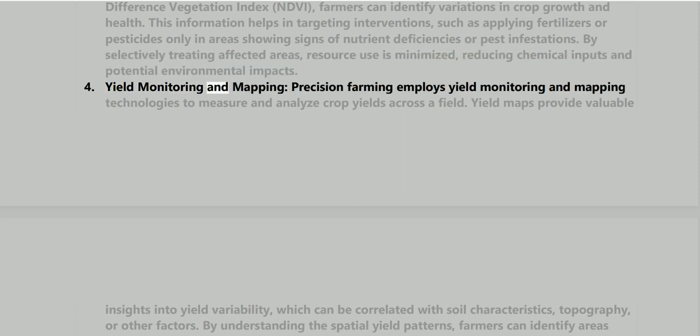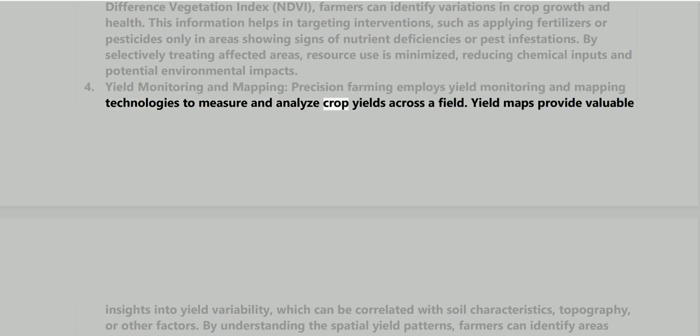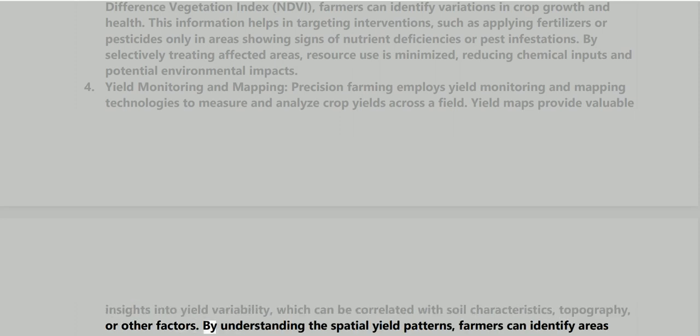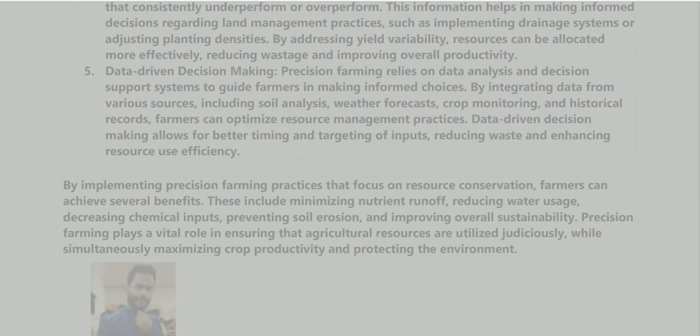For yield monitoring and mapping, precision farming employs yield monitoring and mapping technologies to measure and analyze crop yields across a field. Yield maps provide valuable insights into yield variability, which can be correlated with soil characteristics, topography, or other factors. By understanding the spatial yield patterns, farmers can identify areas that consistently underperform or overperform. This information helps in making informed decisions regarding land management practices, such as implementing drainage systems or adjusting planting densities. By addressing yield variability, resources can be allocated more effectively, reducing wastage and improving overall productivity.